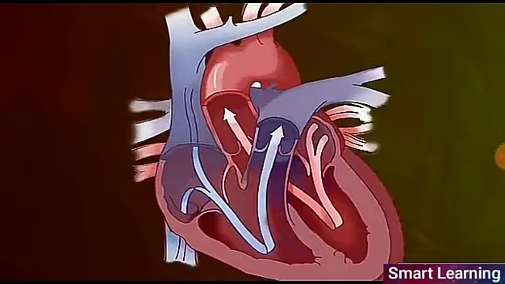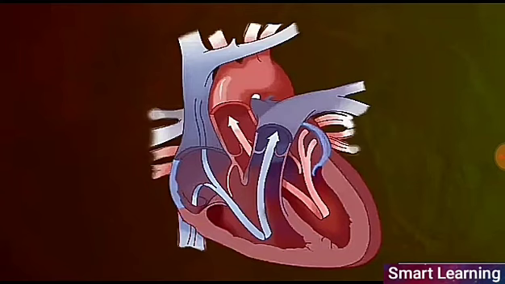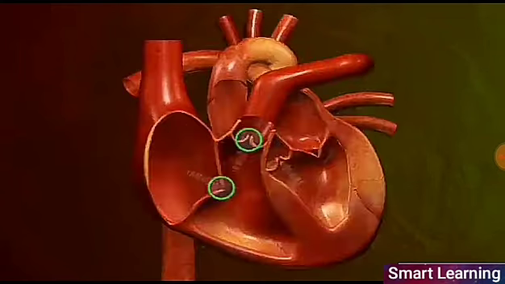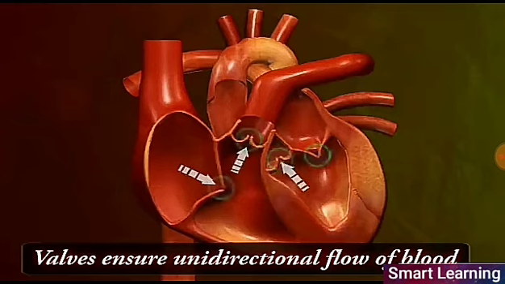Since the ventricles have to pump blood into the various organs, they possess thicker muscular walls as compared to the auricles. The valves ensure unidirectional flow of blood even on the contraction of the auricles and the ventricles.